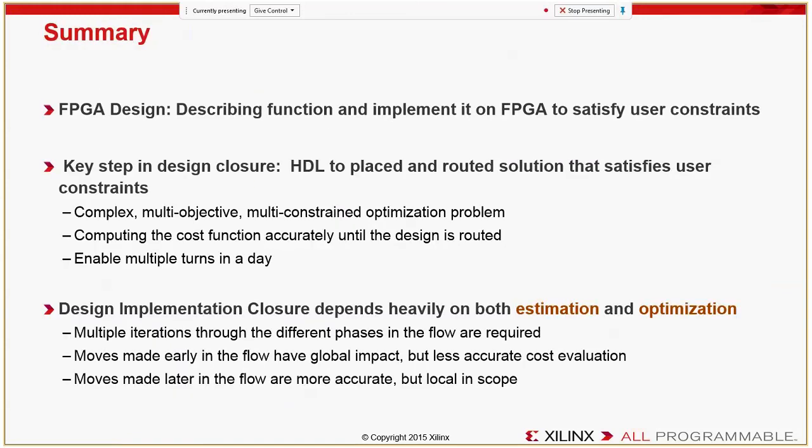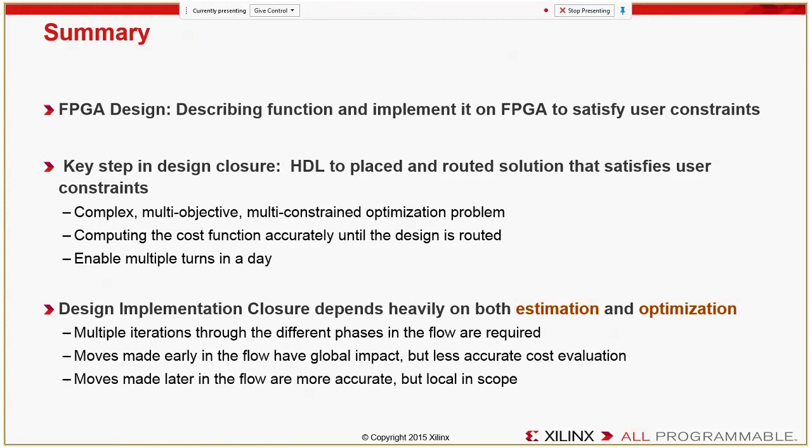To summarize, designing hardware on an FPGA involves describing a function and implementing it on an FPGA to satisfy constraints that come from the user or the system. A key step in closing on the entire design cycle is taking an HDL description of the design to a placed and routed solution that satisfies the user constraints. This is a complex multi-objective, multi-constrained optimization problem. One can compute the cost function accurately only after the design is routed. And it's very important to enable multiple turns of this design flow in a day to allow users to be productive.